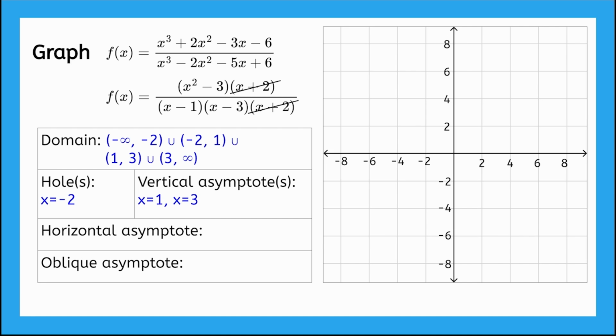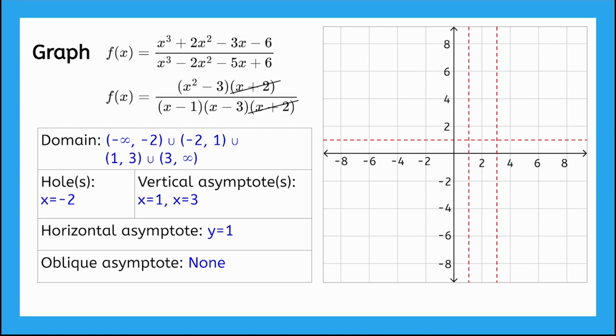The degree in the numerator is the same as the denominator, and 1x cubed over 1x cubed is 1, so it has a horizontal asymptote at y equals 1 and no other asymptotes. If you didn't do it already, now is a good time to sketch in all 3 asymptotes. What can we do next?